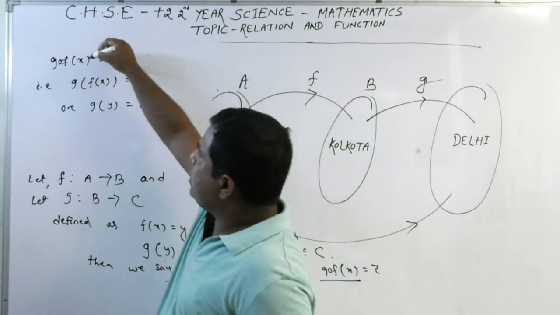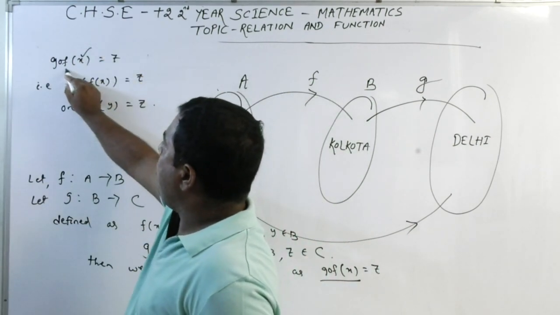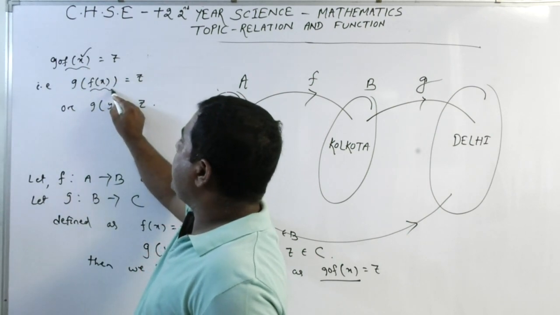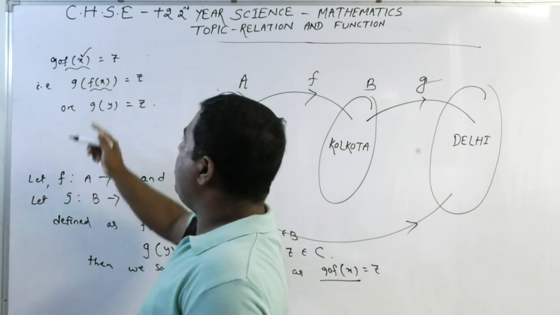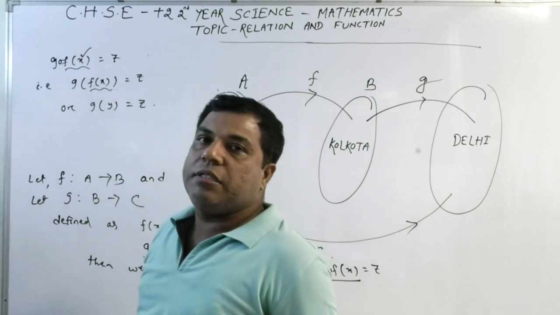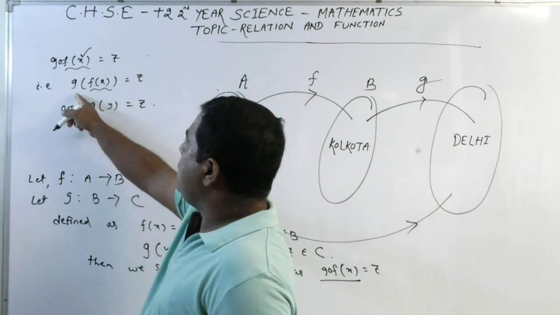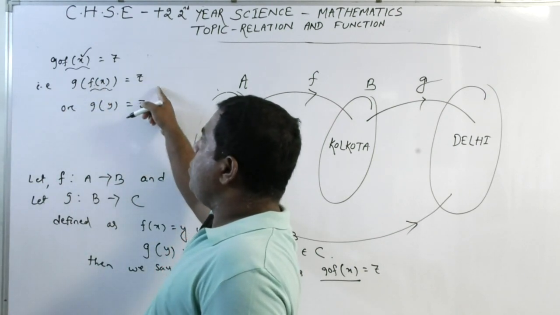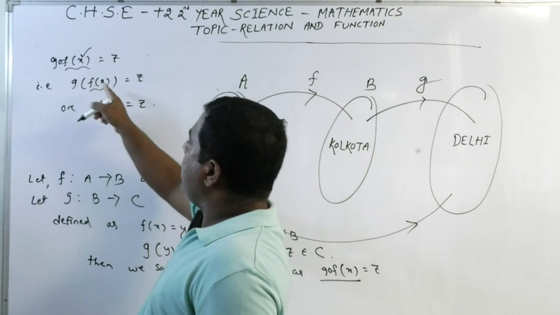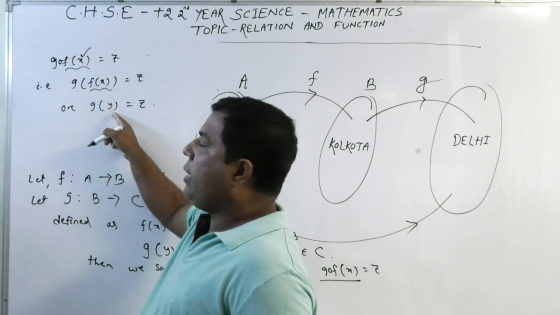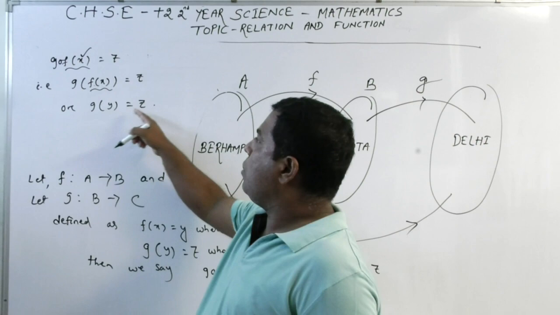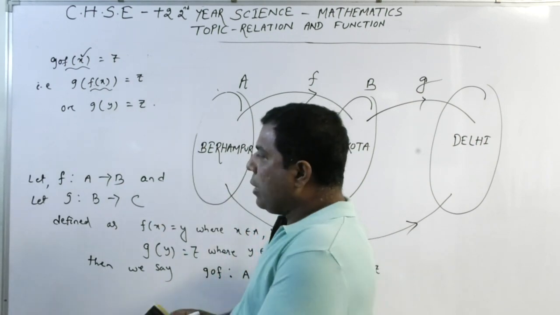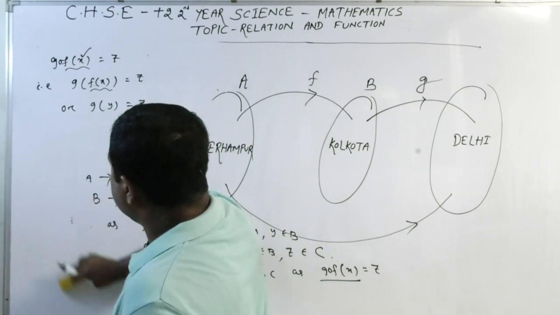You see, originally x is there, now f of x is behaving like a parameter, like a variable of the second function g. Yes or no? So g of f of x equals z means what is f of x? f of x is y, it is the functional value of x. So here g of y equals z. So what can we say?